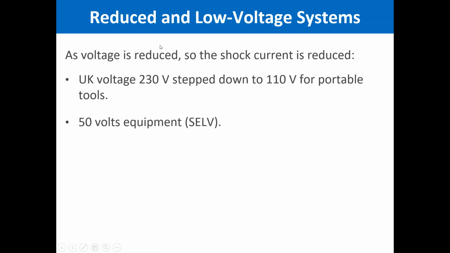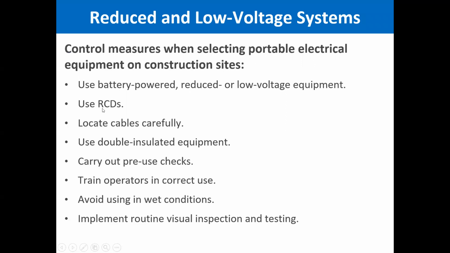Then another very good control measure is the use of reduced and low voltage systems. As voltage is reduced, the shock current is also reduced. In the UK, there's 230 volts, which is stepped down to 110 volts for portable power tools. Usually 50-volt equipment is considered safe equipment, and it is extremely low voltage. Okay, and 50-volt equipment will never give you an electrical shock. Okay, reduced and low electrical voltage systems.